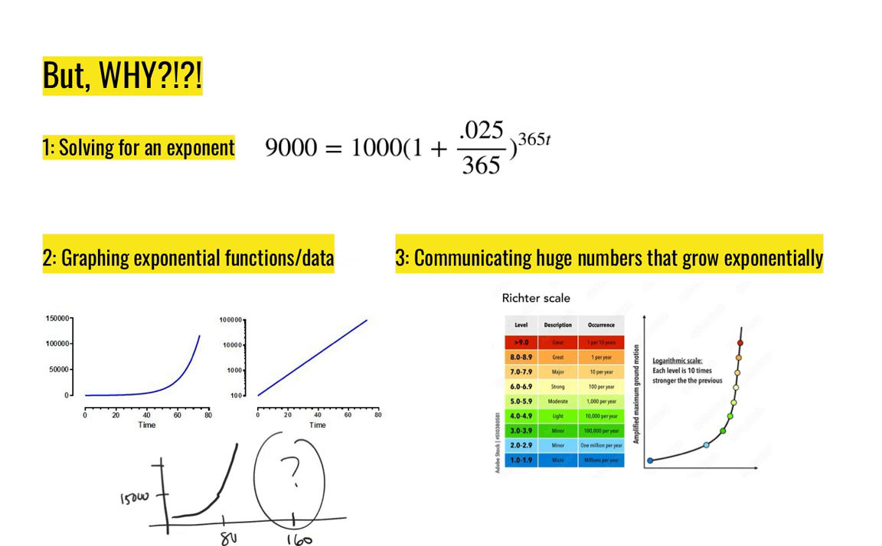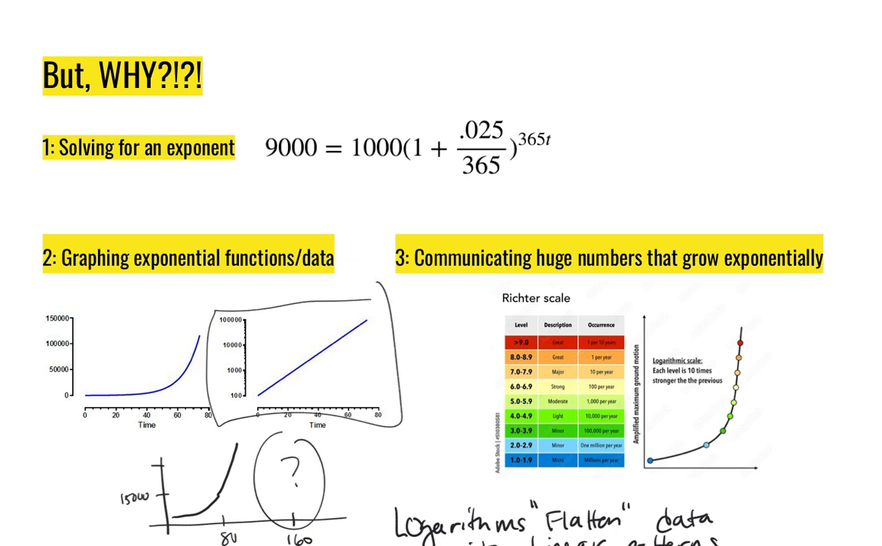But when we use logarithms, what logarithms effectively do is they flatten out data. So let me write that down. Logarithms flatten data into linear patterns because it's getting rid of an exponent, right? So getting rid of an exponent, we wind up with a linear equation. And when it's linear, it's much easier for me to graph. That way, I could have gone all the way up to an x value of 160 without having to dramatically increase my y scale. That would be fine.